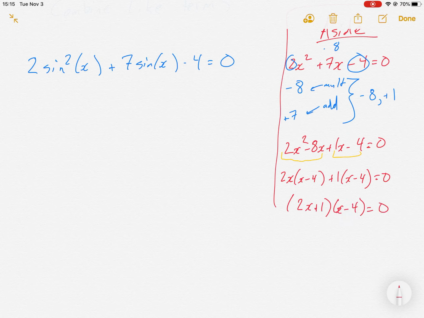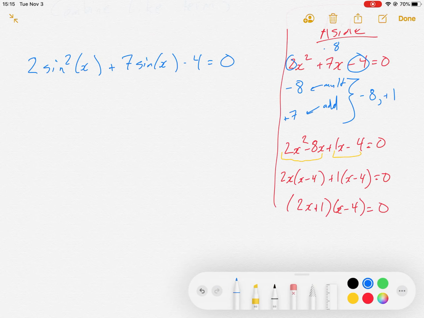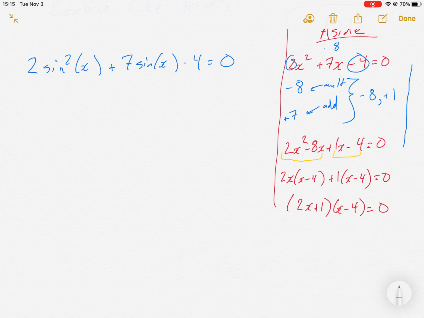Now the reason I did this is because I've essentially just said, well, sine squared of x is kind of the same thing as x, and then I just solved it that way. It would work out the same way if I left it as 2 sine squared of x. You could follow all of these steps, and you would get the same result. So now let's go back to my equation over here and replace x with sine.